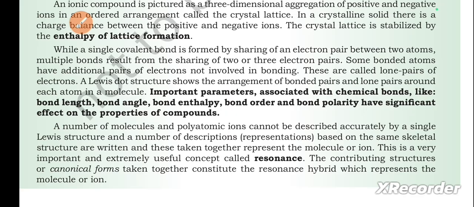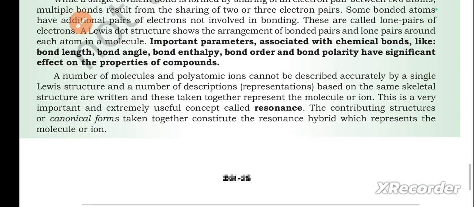While a single covalent bond is formed by sharing of an electron pair between two atoms, multiple bonds result from the sharing of two or three electron pairs. Some bonded atoms have additional pairs of electrons not involved in bonding. These are called lone pairs of electrons. A Lewis dot structure shows the arrangement of bonded pairs and lone pairs around each atom in a molecule. Important parameters associated with chemical bonds, like bond length, bond angle, bond enthalpy, bond order, and bond polarity, have significant effect on the properties of compounds.